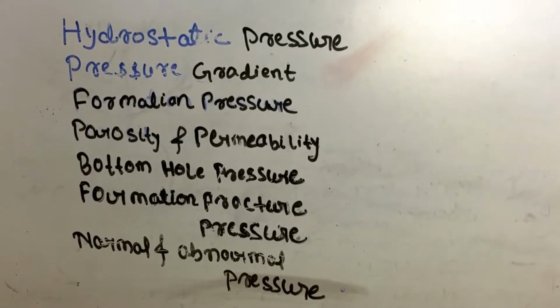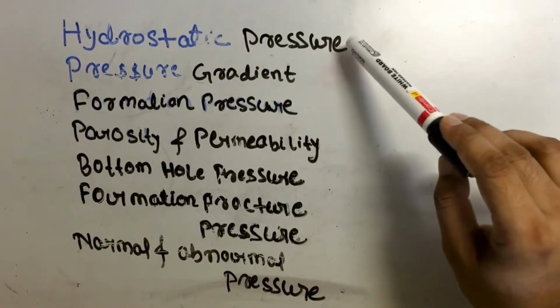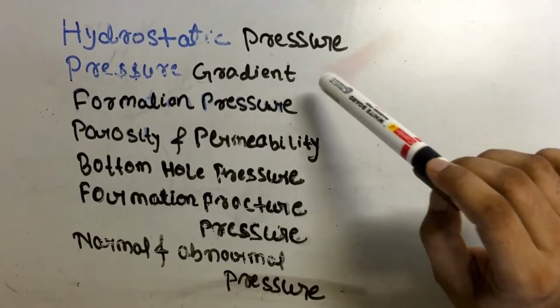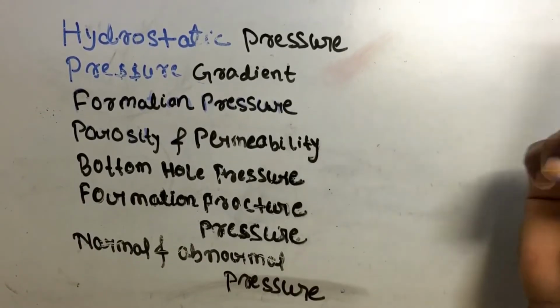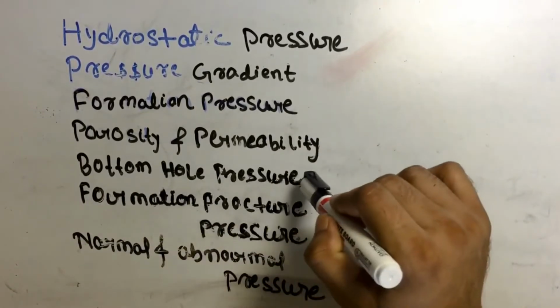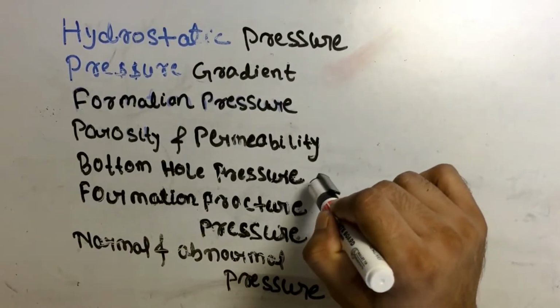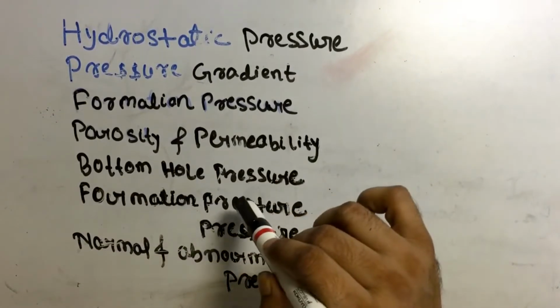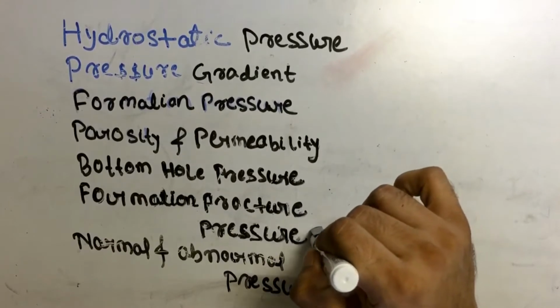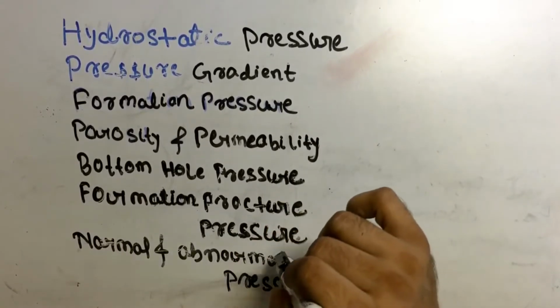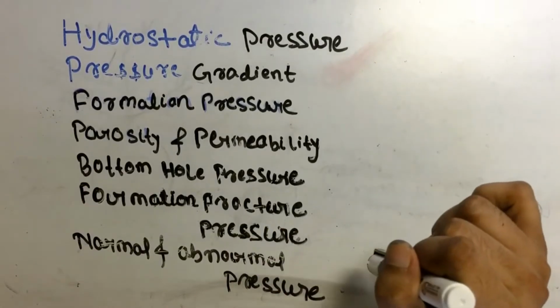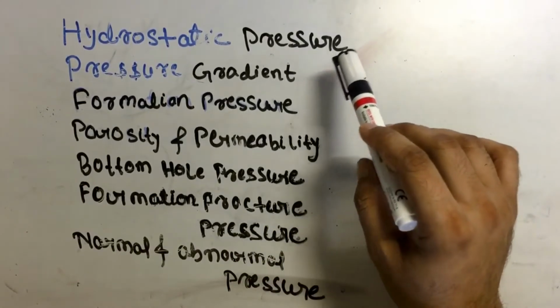Just like I have already written here: hydrostatic pressure, pressure gradient, formation pressure, porosity and permeability, bottom hole pressure, which is known as BHP, and formation fracture pressure. Then we will study about normal and abnormal pressure. All these topics we will clear.